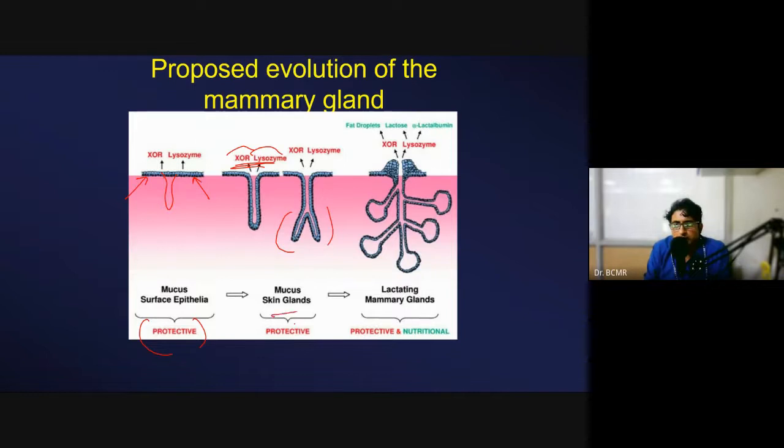In skin glands, they are protective in nature, but then eventually developed during evolutionary stages, okay, not like in humans, this is not how it happens now. Maybe in the most primitive mammals this might have happened, and slowly over the periods it has come about like this. And then eventually they might have developed into lactating mammary glands.